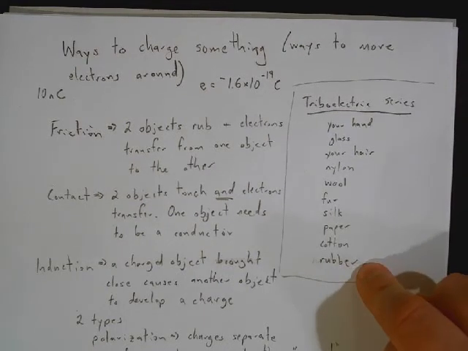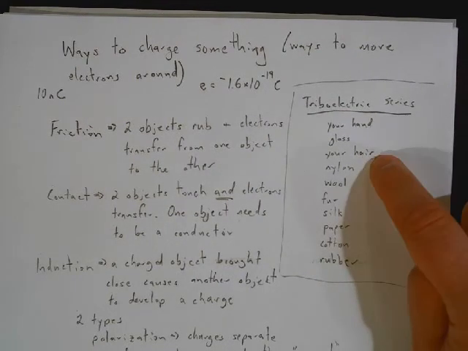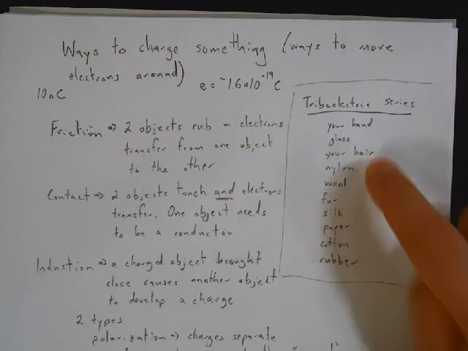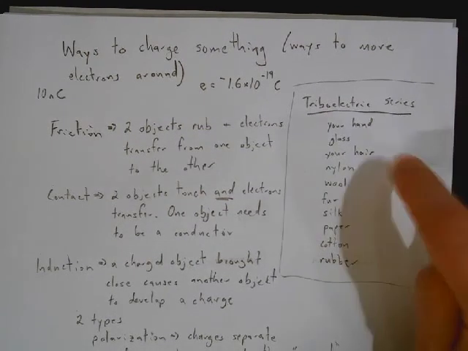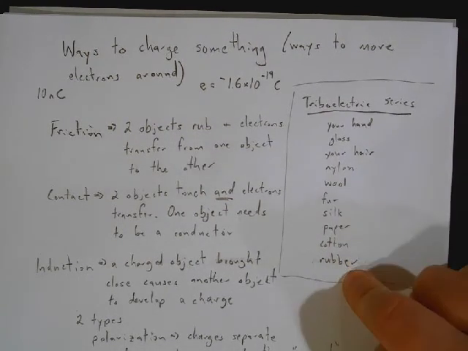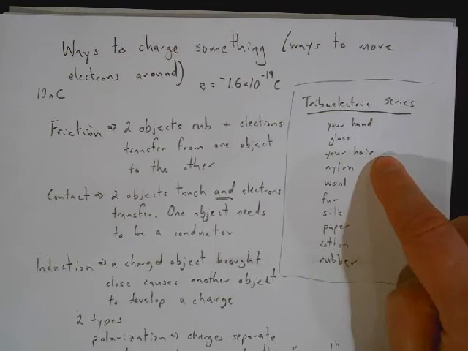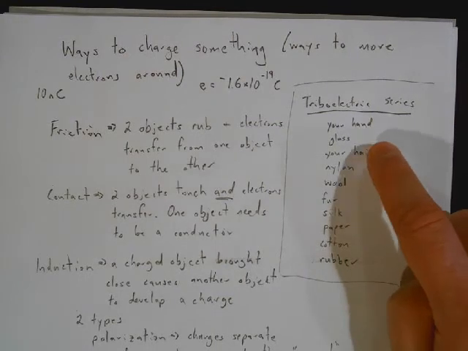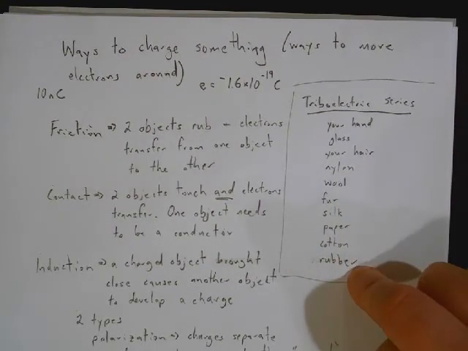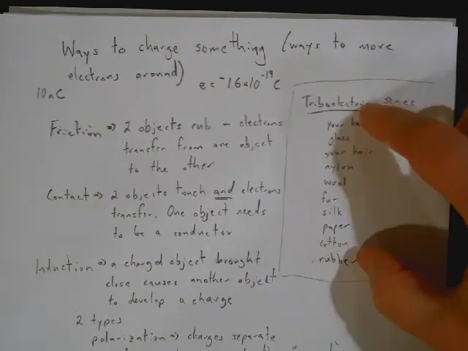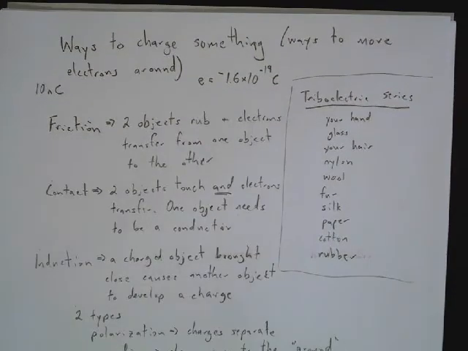So if you look, rubber, like if you have a rubber balloon, and your hair, so if you rub a rubber balloon on your hair, that balloon is going to gain electrons, your hair would lose electrons. Hence, your hair would get a positive charge, and the balloon would get a negative charge. Okay? All right, charging by friction.